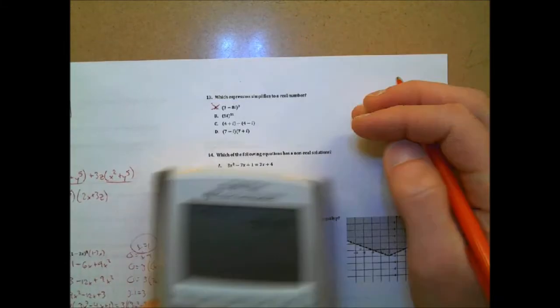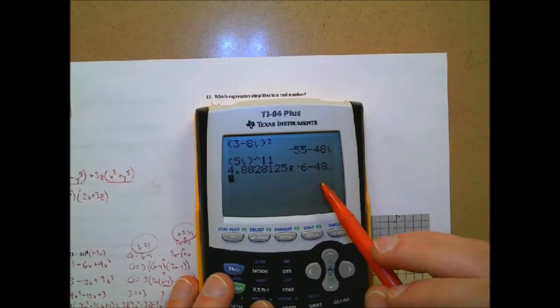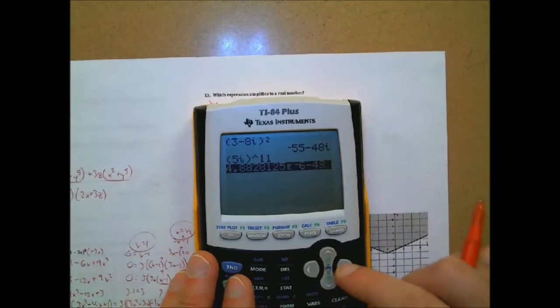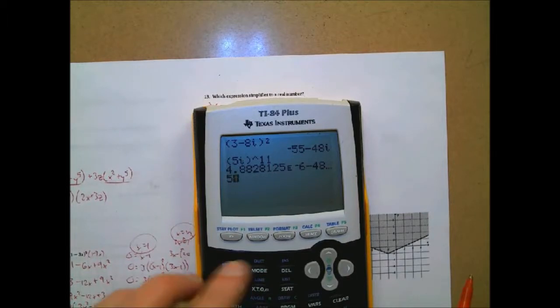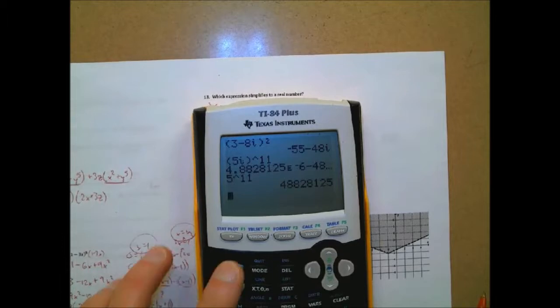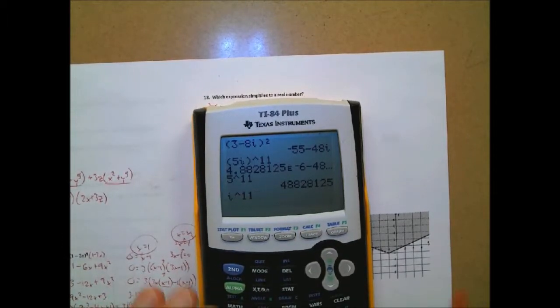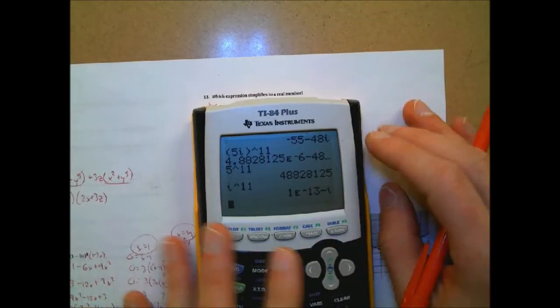Okay, well now we'll try 5i to the 11th. Oof. I feel like this one's hard to see. So 5 to the 11th is that number. i to the 11th. Okay, you can see we're going to have an i there. So that's imaginary as well.